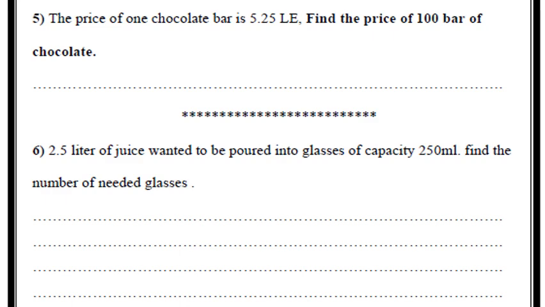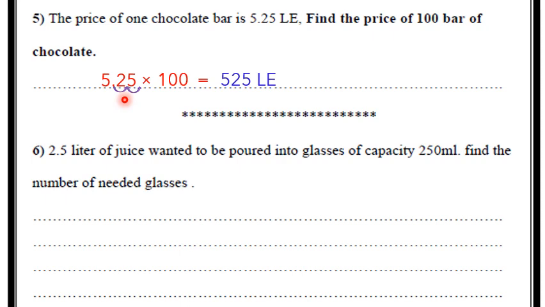Exercise 5. The price of one chocolate bar is 5.25 LE. Find the price of 100 bars of chocolate. So I'm gonna write 5.25 times 100. So here it's normal, so I will make times 100. Let's move the decimal point 2 places to the right, 1 and 2. So the answer will be 525 LE.